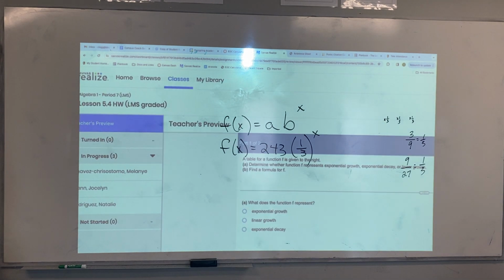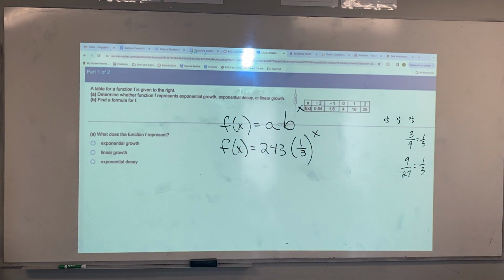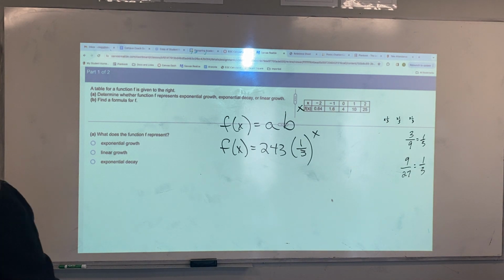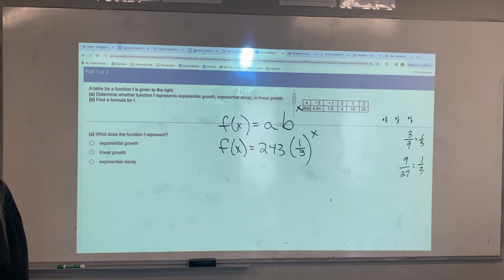All right, one more. Similar question. A table for a function f is given to the right. Determine whether function f represents exponential growth, exponential decay, or linear growth? Oh, wait, do I have to put the x? Yeah, you have to put the x.